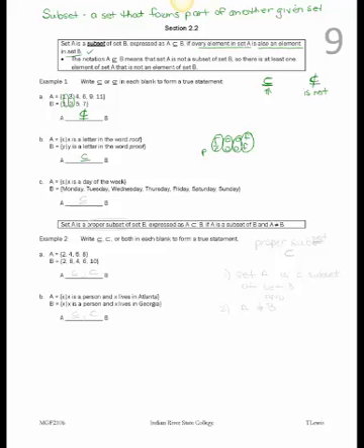Letter C. Set A is equal to, for all x, such that x is a day of the week. Set B is equal to Monday, Tuesday, Wednesday, Thursday, Friday, Saturday, Sunday. Is this a subset or not? Yes, because we know what the days of the week are, Monday through Sunday. So A is a subset of B.